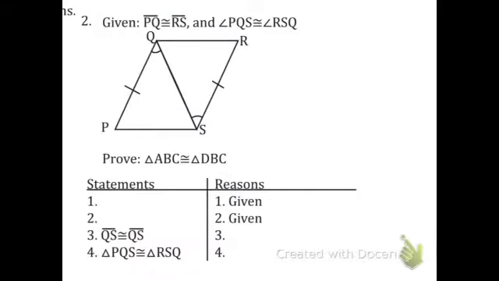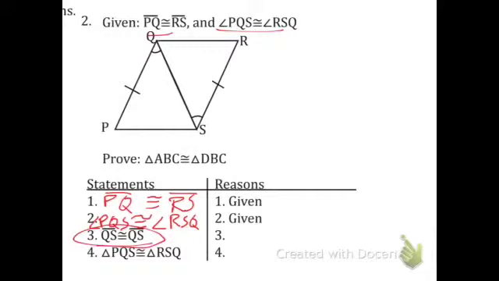Moving on to 2, we are given 2 bits of information. And I'm going to put these right down here. So PQ is going to be congruent to RS. That's a given. And then angle PQS is congruent to angle RSQ. And that's also given.